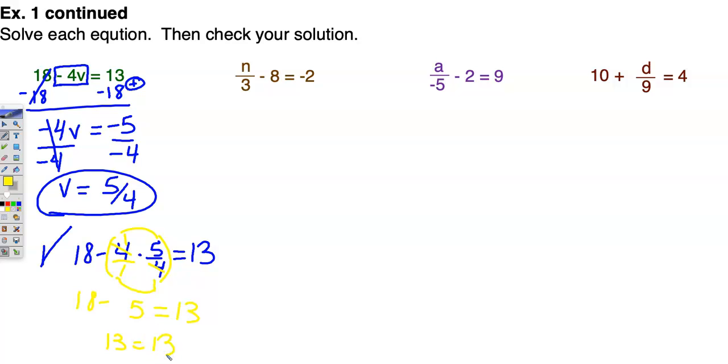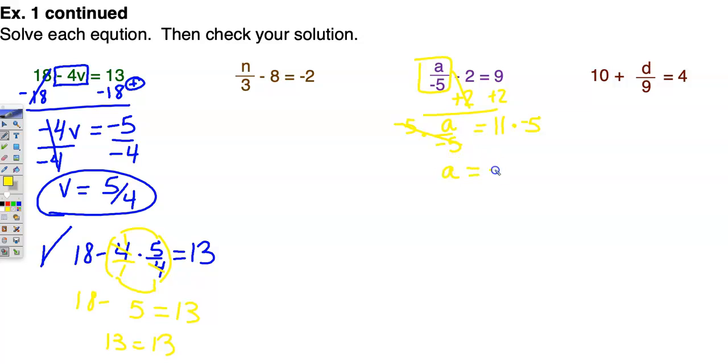Okay, I'm going to select one of these to do, because they're all pretty much the same. We're going to do this one right here. We're still going to box that, even though it has a variable underneath. So we're going to add 2 to both sides. So we end up with 11, and then a over negative 5. So a divided by negative 5, the opposite of that would be to take it times negative 5.